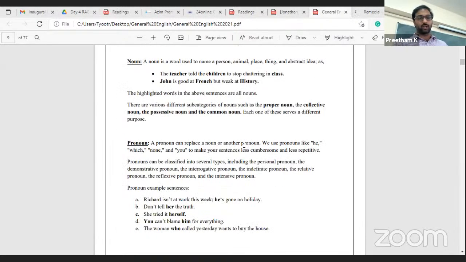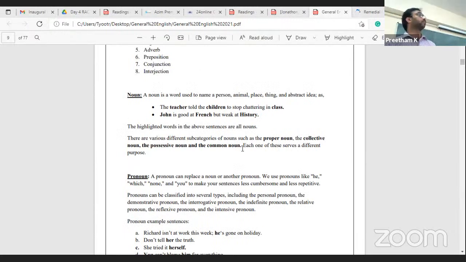What do you mean by noun? A noun is a word used to name a person, animal, place, thing, or abstract idea. For example: the teacher told the children to stop chattering in the class. What type of noun is teacher? Proper noun, common noun, collective noun? What type of noun is class? Collective noun. Teacher and children, in this context, are common nouns.